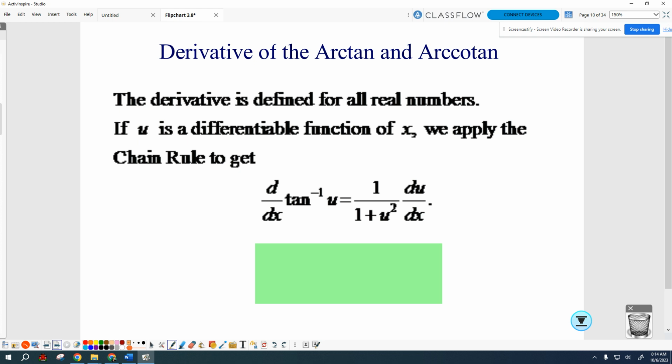So this is one of the reasons why the AP exam is obsessed with tan inverse. This derivative is beautiful. They're going to integrate it a lot, and they're going to hide it, but you're going to know better.